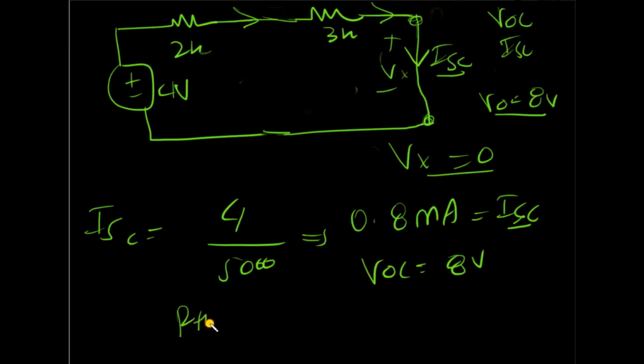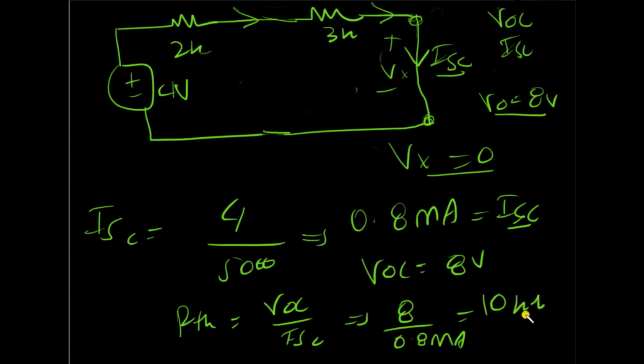So now I have VOC, which is 8 volt, and I have ISC, which is 0.8 milliamps. To find R Thevenin, I can just use this formula, and I will get 8 divided by 0.8 milliamps, and that would be 10 kilo ohms. So this is how you can find a Thevenin equivalent if there are dependent sources involved.